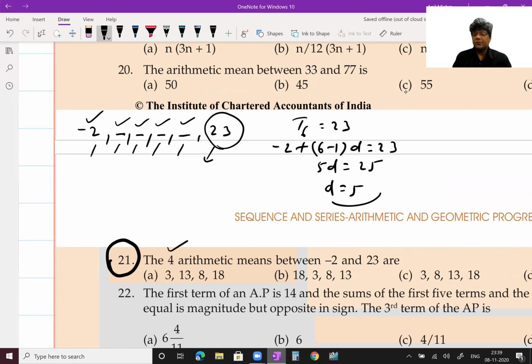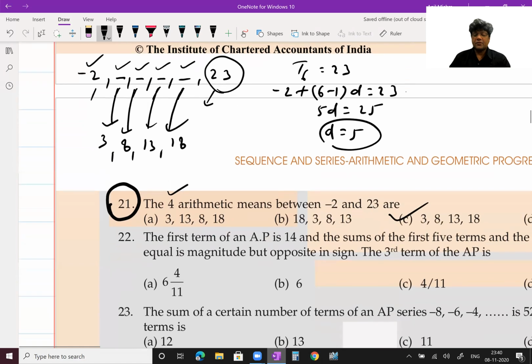So D will be equal to 5. And once I get D, all these 4 numbers we can calculate. How? The next will be minus 2 plus D, that is minus 2 plus 5, which is 3. So next will be 3 plus 5, 8. 8 plus 5, 13. 13 plus 5, 18. And 18 plus 5, 23 is the next. So our 4 arithmetic means in between this and this are 3, 8, 13, 18, that is option C.